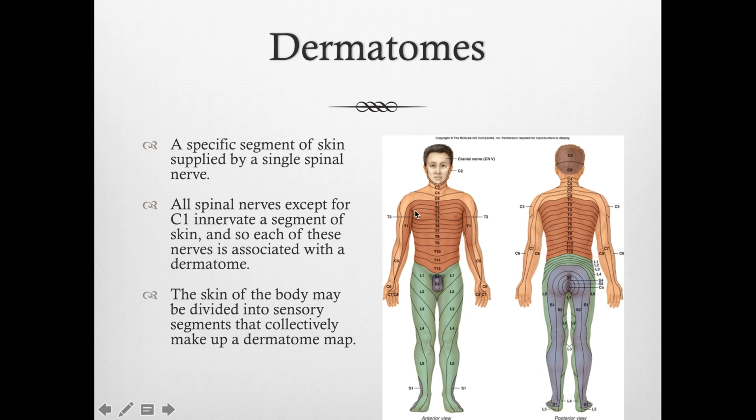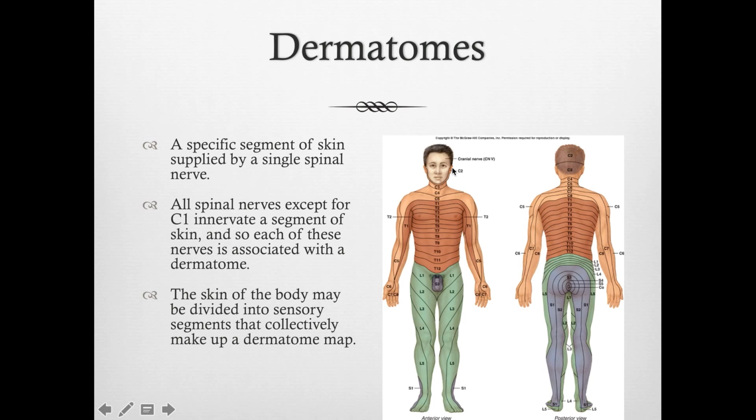And so these colored regions, it's very interesting. These colored regions are actually segments of skin that are associated with a particular single spinal nerve. And so we can see where on the body we would expect to see sensory information going through a specific spinal nerve, and then obviously motor information coming to that region from a very specific spinal nerve. Now, all spinal nerves except for C1 are going to innervate a segment of the skin. So each of these nerves is associated with a dermatome.